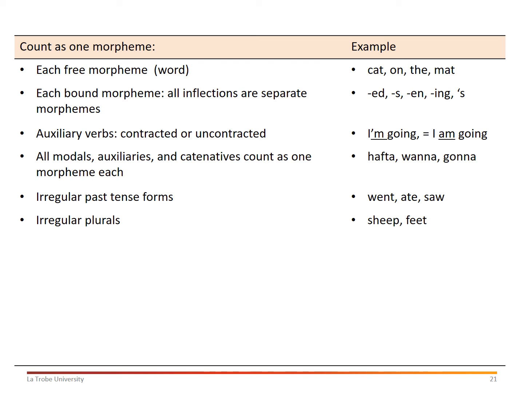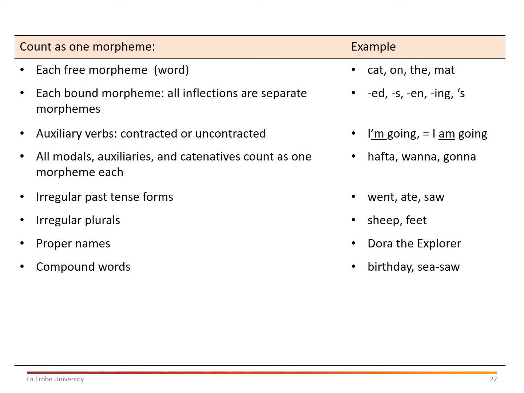Irregular past tense forms are counted as one. I went, I ate, I saw, and there are plenty others. We don't credit that as two because these don't have the ed form. We also count irregular plurals as one. Proper names, and children will often refer to characters and proper names like Dora the Explorer, bananas in pajamas, and so forth. So just count them as one because to the child it's one chunk of information.